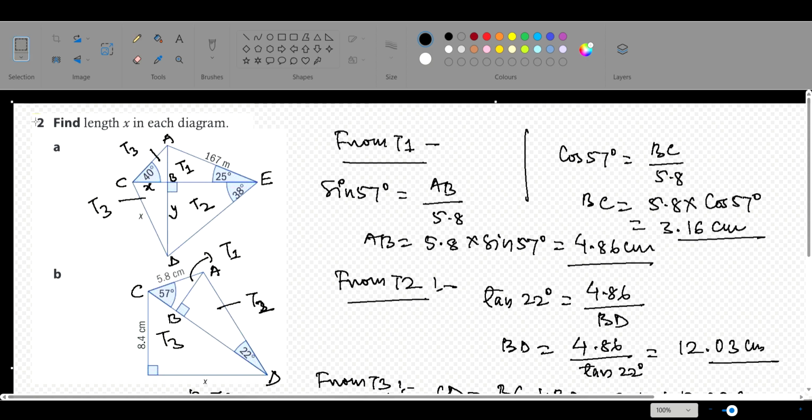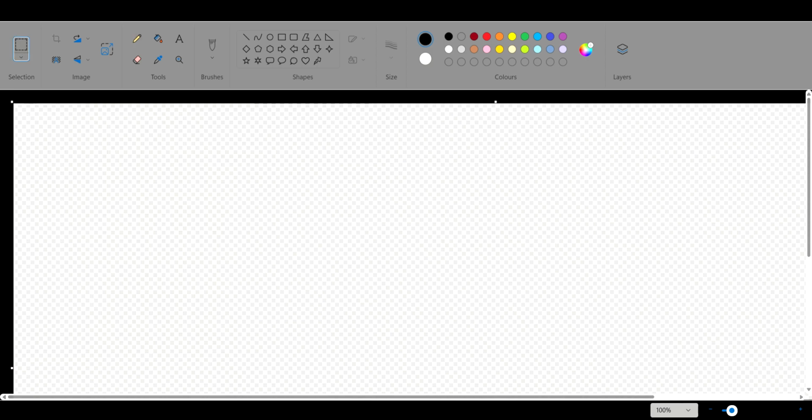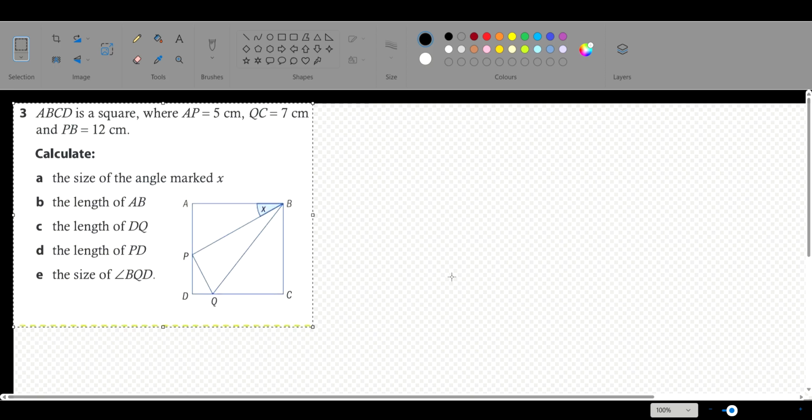All right. Let's come to the question 3. We have ABCD is a square. We have the length of AP. So let's mention that AP 5 centimeter. We have QC 7 centimeter. We have PB, which is this one, that is 12 centimeter.